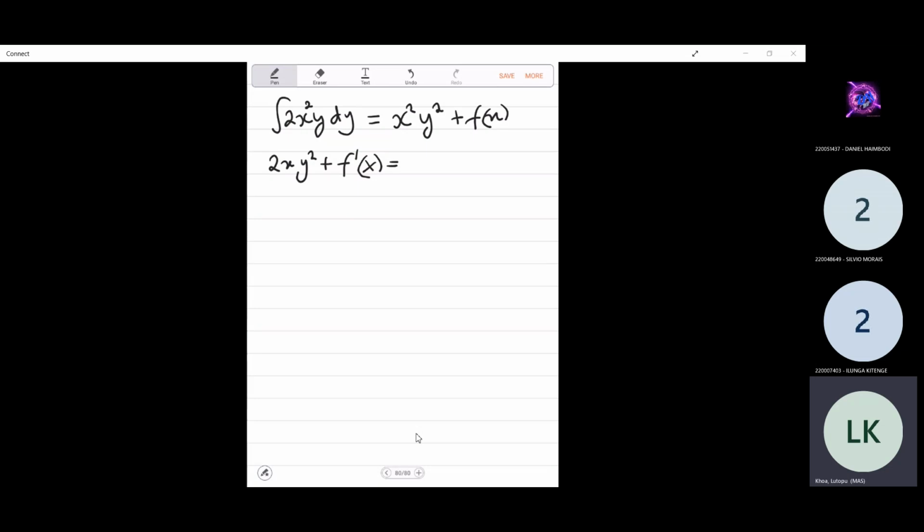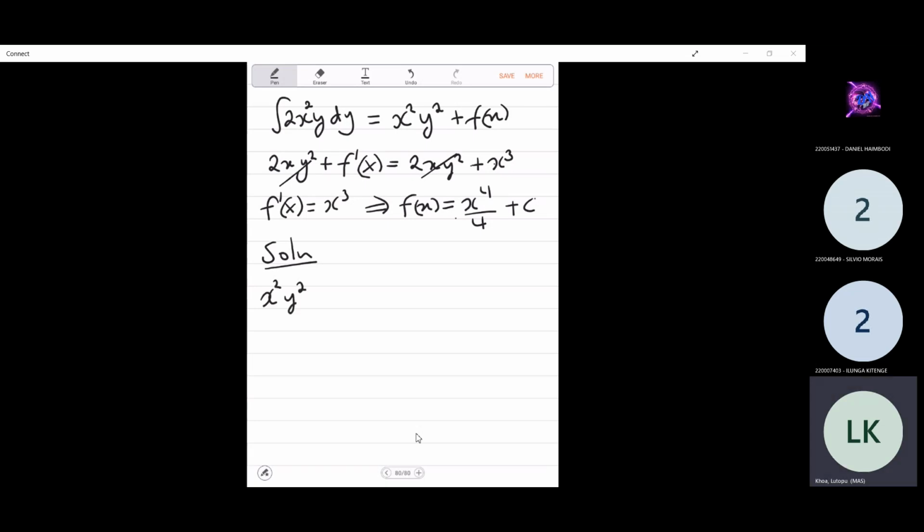This is equal to p, and our p is 2x y squared plus x to the power of 3. So f prime of x is equal to x to the power of 3. And this means that f of x is equal to x to the power 4 over 4 plus our constant. So our solution is x squared y squared plus x to the power of 4 over 4. So there's a constant, and as always, you can rewrite it is equal to C.